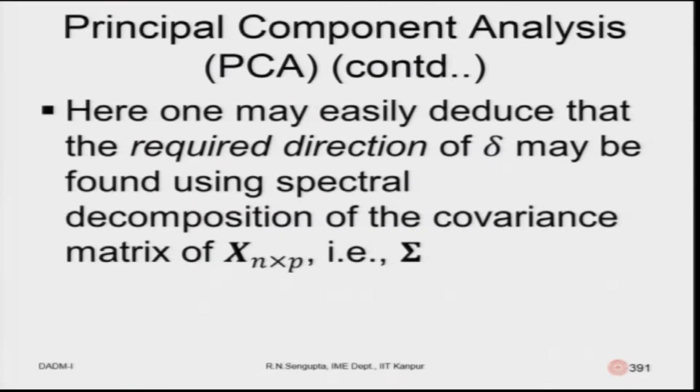Here one may easily deduce that the required direction of lambda may be found using the spectral decomposition. So, you are basically trying to break the direction of the dependent structure into different orthogonal planes, that is all. Orthogonality is very important, and using this spectral decomposition, we are trying to break down the dependence information of the covariance-variance matrix for x 1 to x p. That is the main reason.